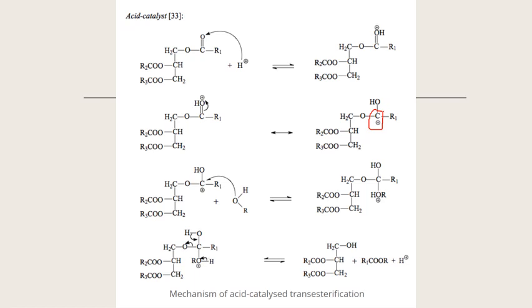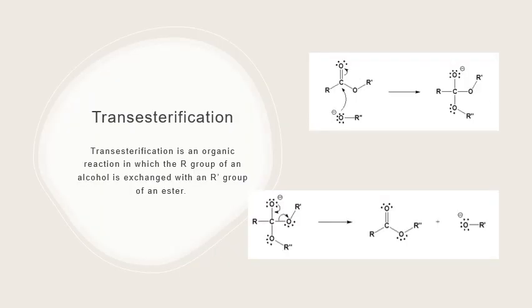It forms this ester plus the proton. This proton is from breaking this bond, this H is from this side, and this COO is from this COO. Transesterification means an organic reaction in which the R group of an alcohol is exchanged with another group from an ester, a functional group.